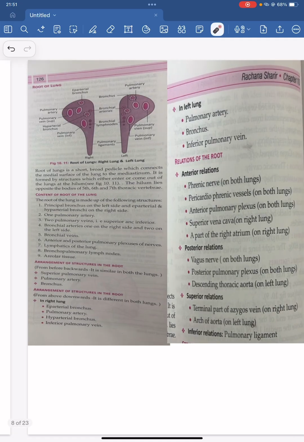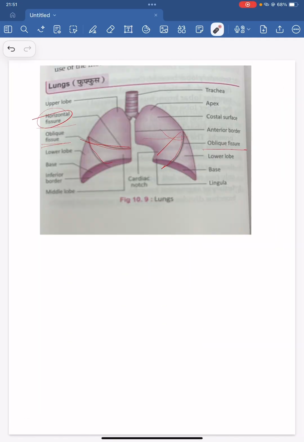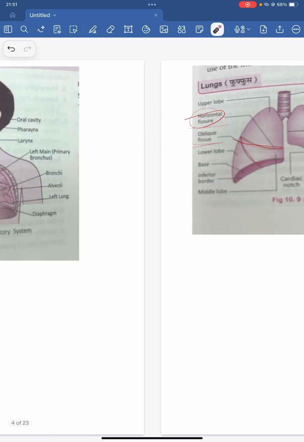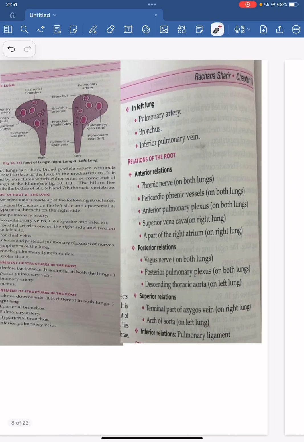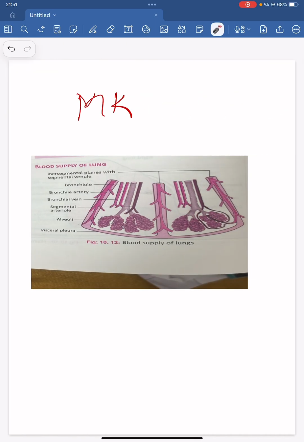Another one is according to our syllabus. What is the blood supply of the lung, the nerve supply and the lymphatics of the lungs? It is also very important, because in the exam they are going to ask for 5 marks. If they ask, you must write.